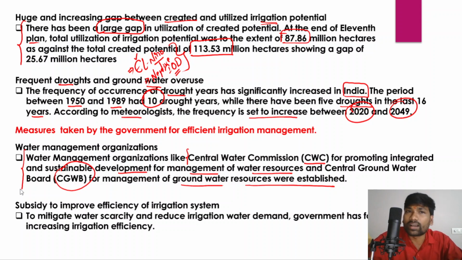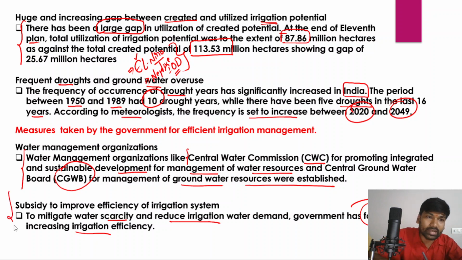And secondly, the government has been providing subsidy to farmers who are interested in installing micro irrigation systems. Remember that a micro irrigation system ensures efficient usage of the existing scarce water resources. The long-term goal is to encourage farmers to install micro irrigation systems to achieve water use efficiency. However, in order to mitigate water scarcity and also reduce irrigation water demand, the government has focused on increasing irrigation efficiency, right?